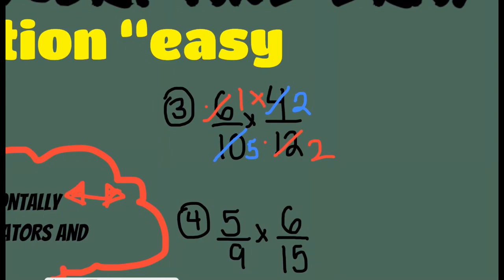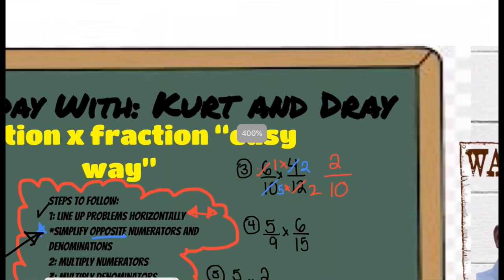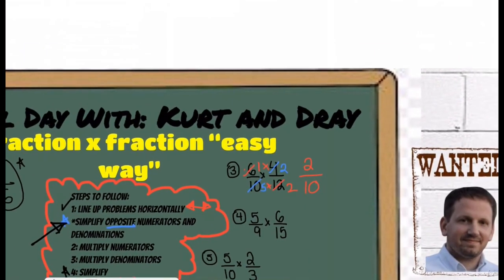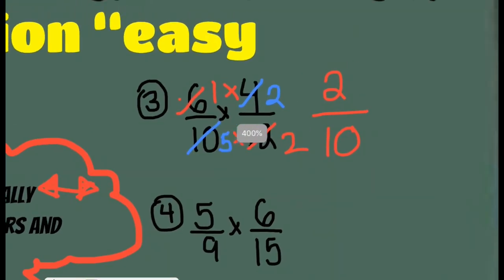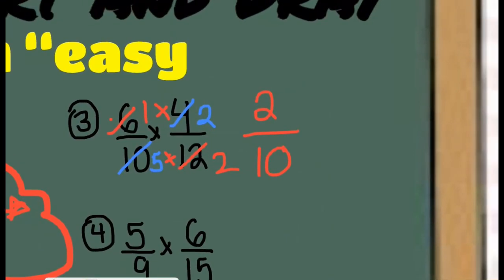1 times 2 is 2. 5 times 2 is 10. Now once I get here, I got to go back to step 4, which is to simplify. 2/10, even though we simplified before, once we multiplied 2/10 also can be simplified. Divide 2 by 2, which is 1. Divide 10 by 2, which is my final answer of 1/5.